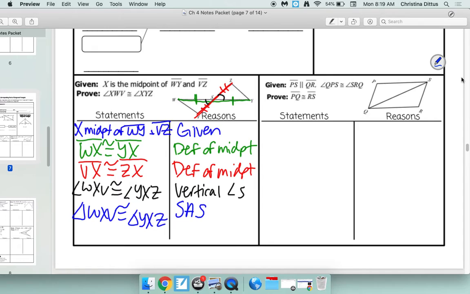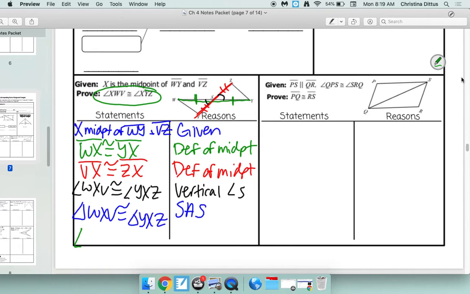And you don't have to have the same ones that I do, just as long as you have triangles that are congruent and that it matches. Is that what I wanted to prove though? No, what do I want to prove? Angle X. Yeah, that the angles are congruent. Can I say the angles are congruent? Yeah, because I have my triangles are congruent.